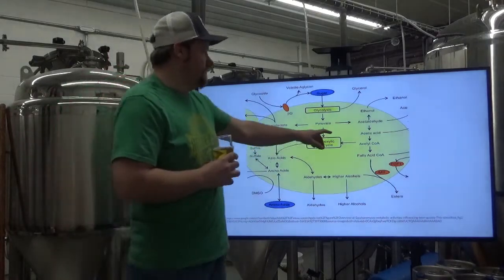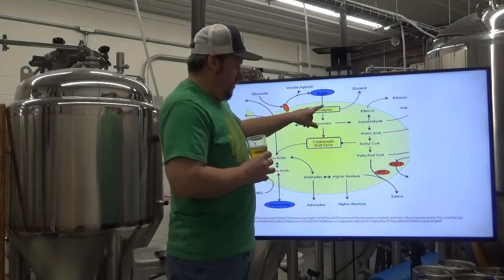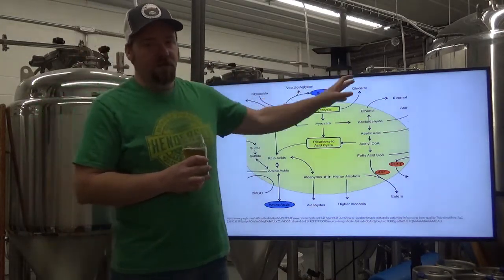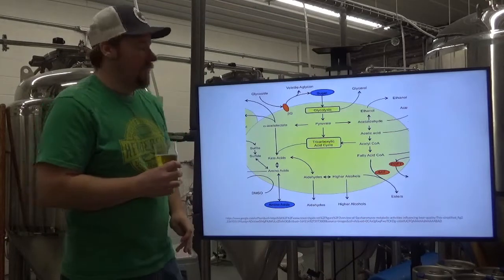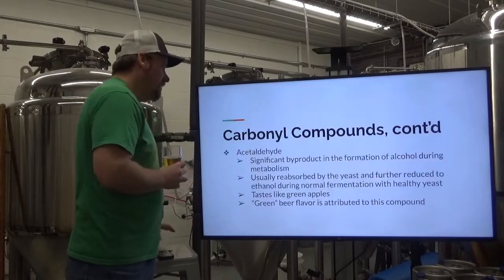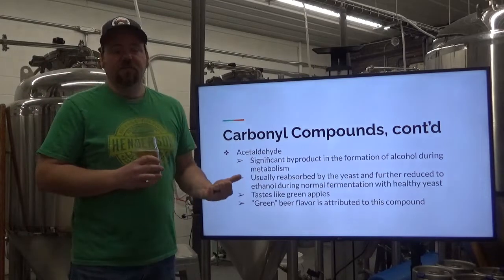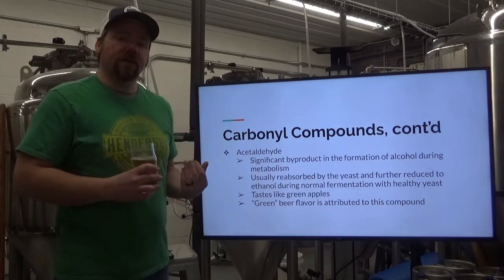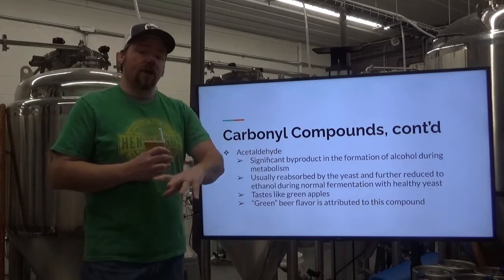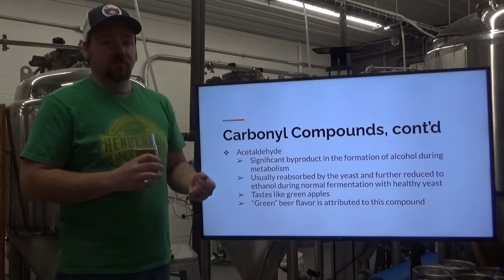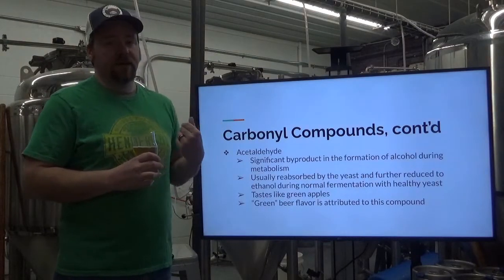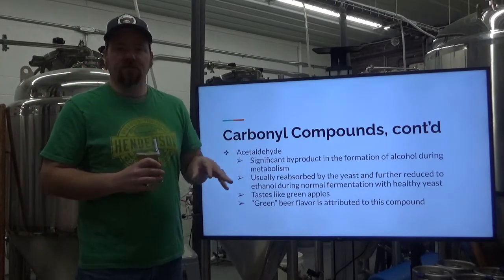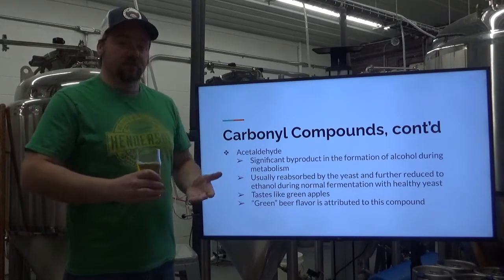As you can see here, it's really the main step in between sugar and ethanol. You get a lot of acetaldehyde. So it's a significant byproduct in the formation of alcohol, and it's usually reabsorbed by the yeast after very active fermentation. The yeast cleans up after itself, picks up all that acetaldehyde, finishes it off into alcohol, reduces it into other non-flavor active compounds. But sometimes that's not the case.